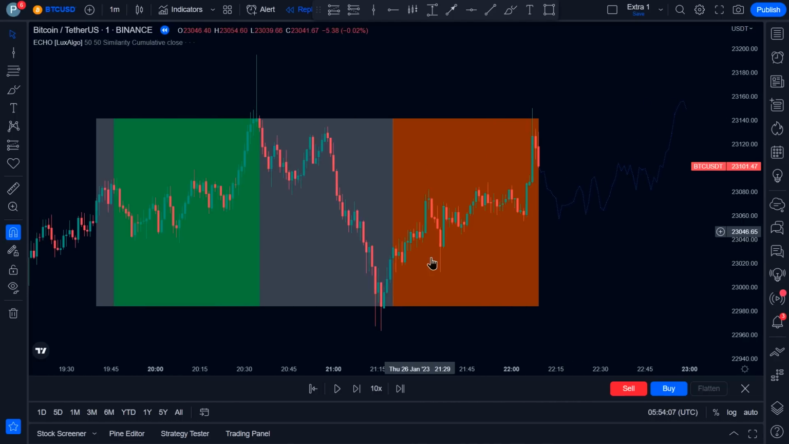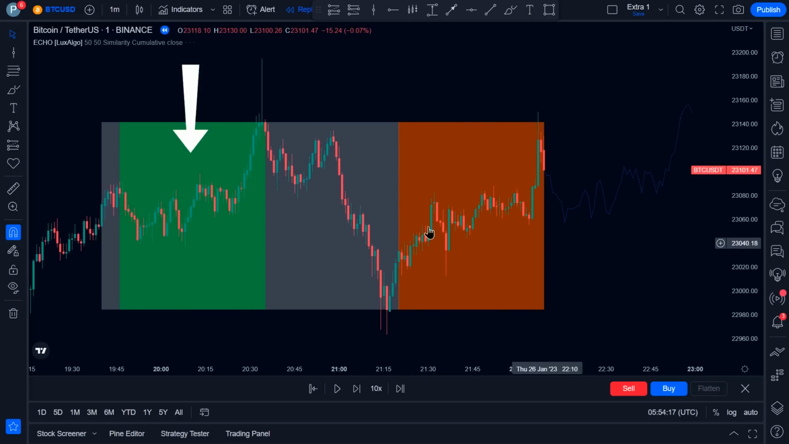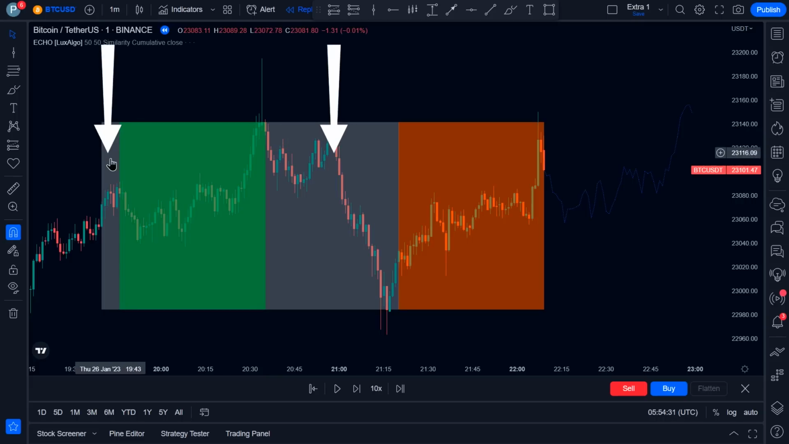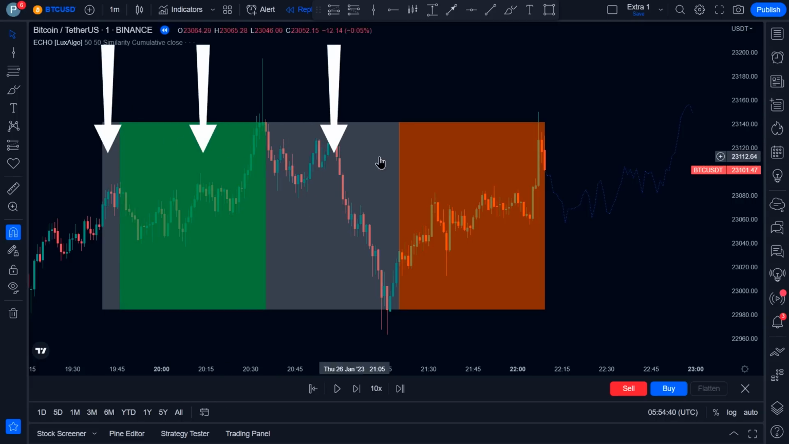You see this orange rectangle here? This is called the reference window. This green one in between the gray area is called the forecast window, and these gray rectangles are called the evaluation window. Together with the forecast window, they make up what they call total evaluation window.